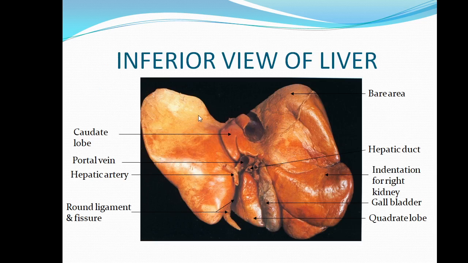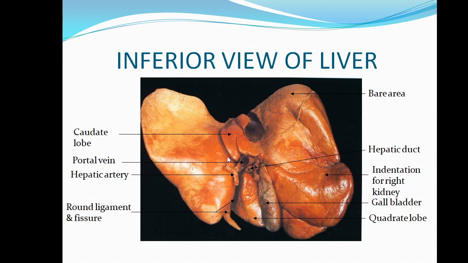Here you can see the inferior surface of the liver. You can see here the inferior border. This is the visceral surface. This area here is the bare area. This is the bare area of the liver. This is the groove for the inferior vena cava. And here you can see the caudate lobe of the liver, and this is the caudate process.